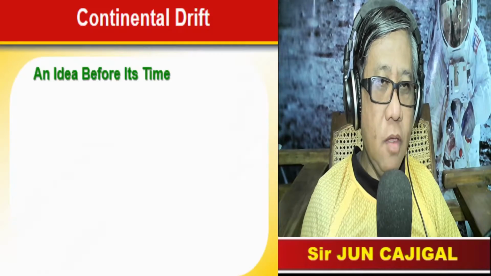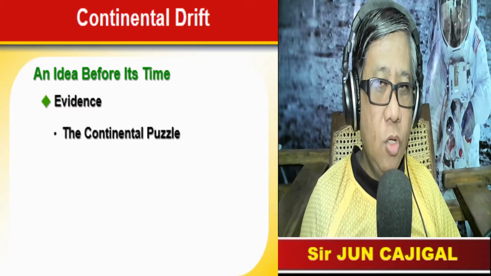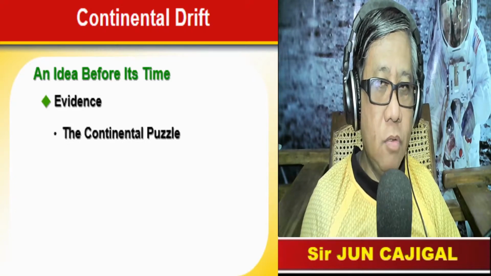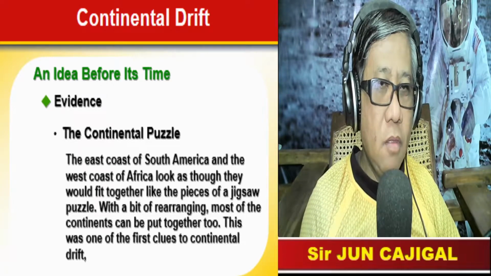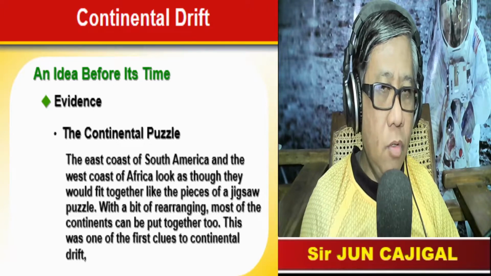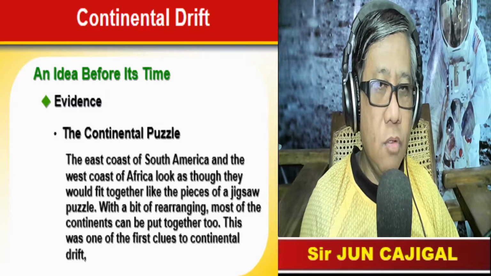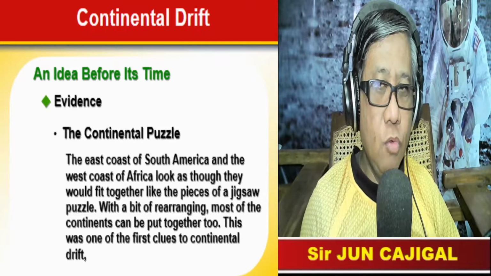Now, one such evidence to support the continental drift theory was the evidence called the continental puzzle or the continental fit. According to the continental puzzle, the east coast of South America and the west coast of Africa look as though they would fit together like the pieces of a jigsaw puzzle. With a bit of rearranging, most of the continents can be put together too. This was one of the first clues of continental drift according to Alfred Wegener.